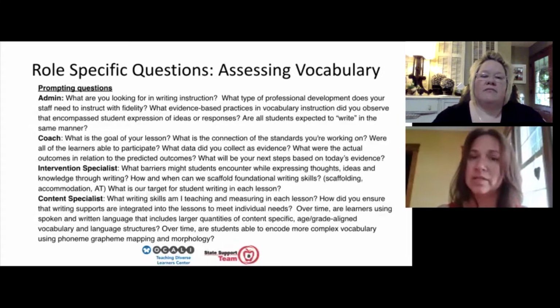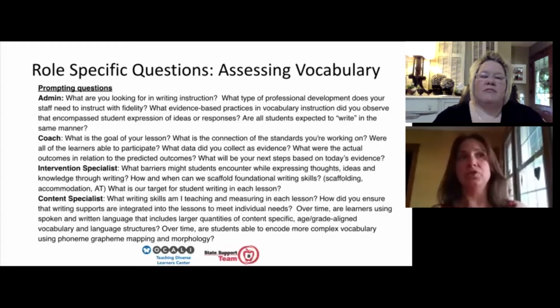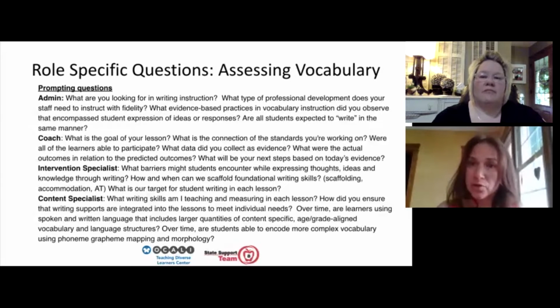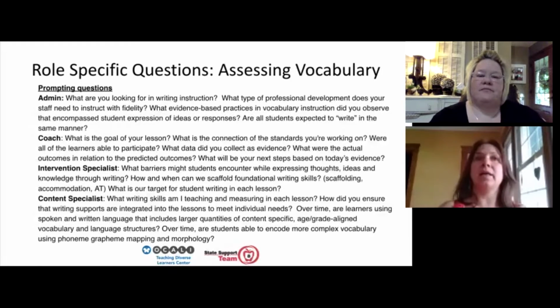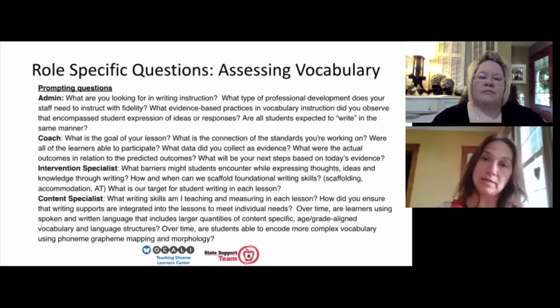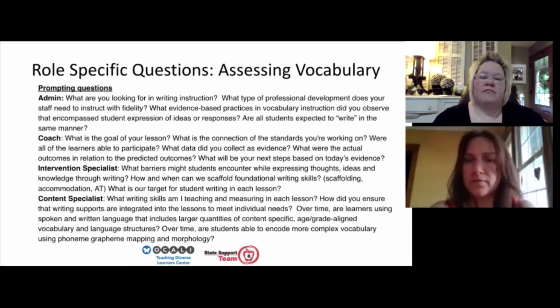How and when can we scaffold foundational writing skills? Do we do that in tier 1? That would be awesome. And then when do we need to have some tier 2 and tier 3 intervention supports for students to build those foundational skills so that they can more readily access instruction? And then lastly, what is our target for student writing in each lesson? And how do students' particular needs, individualized needs, come into play at that point?